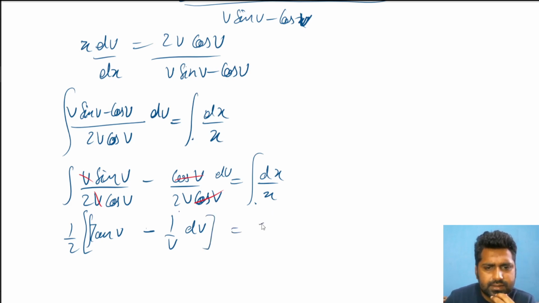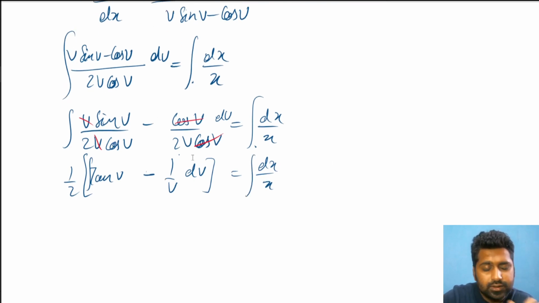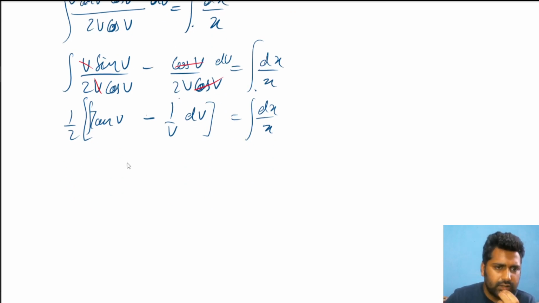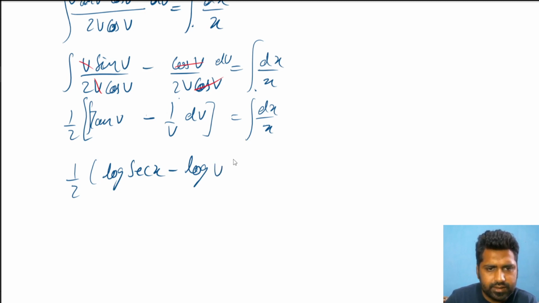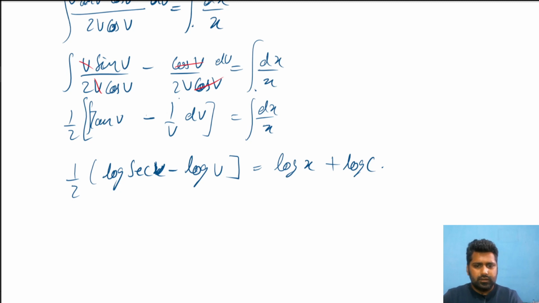Is equal to integration of dx by x. I think it's done now. It's already in format. Integration of tan x is minus log cos x or log sec x. So this is 1 by 2 log sec v minus log v. 1 by v is log v. dx by x is log x. And now you see a lot of logs are going on. So log x plus log c.